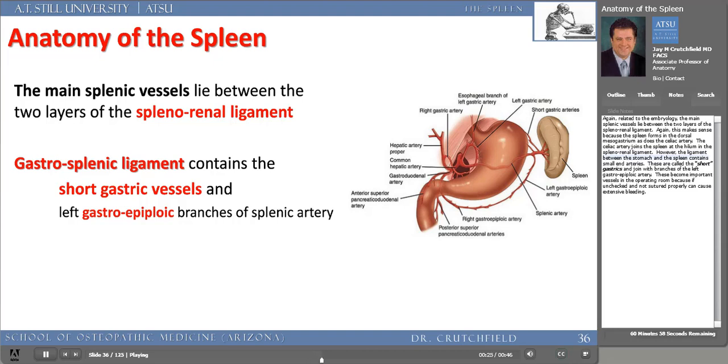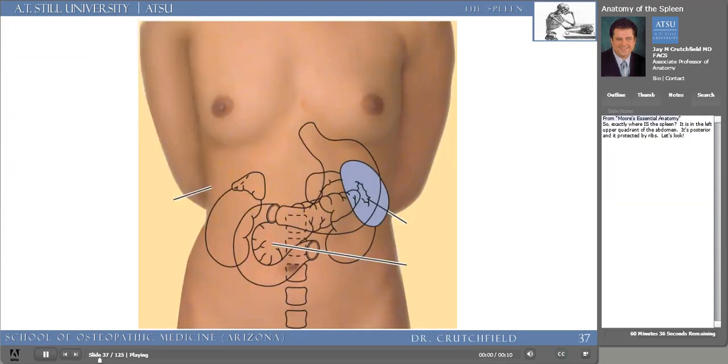However, the ligament between the stomach and the spleen contains small end arteries. These are called the short gastrics, and also a branch of the left gastroepiploic artery. These become important vessels in surgery because unchecked and if not sutured properly can cause extensive bleeding.